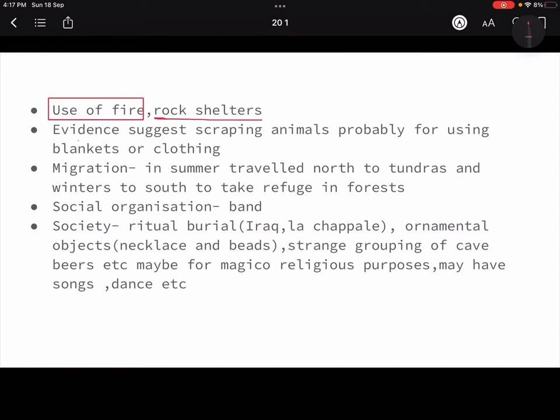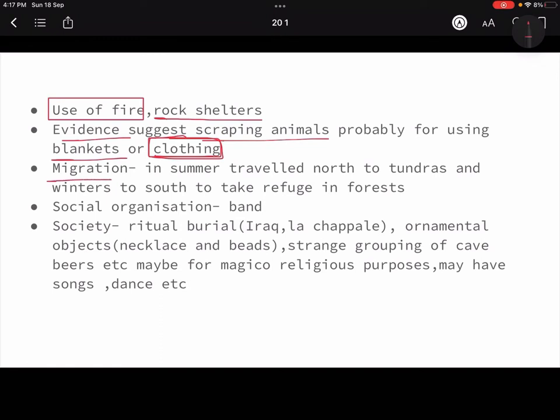So now evidence shows that they were scraping the animals, probably for using them as blankets or clothing. So now this was an adaptation to the cold, because as the ice age was going on and it was too cold, they must be using the skin of the animals to cover them up. So again a sense of clothing came. So that means things are getting much more evolved, right?